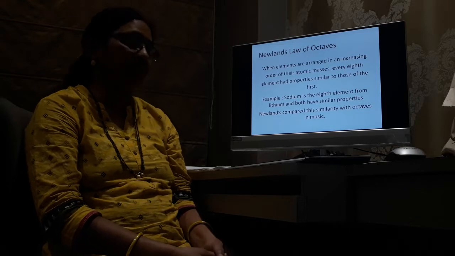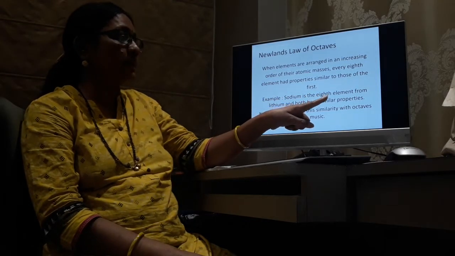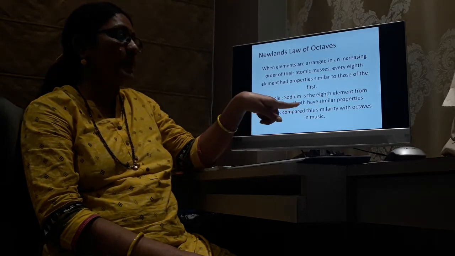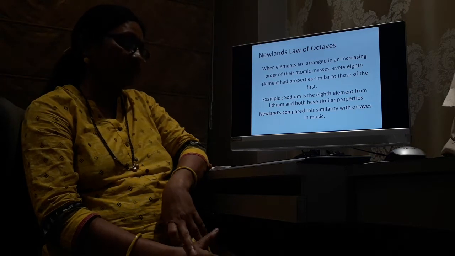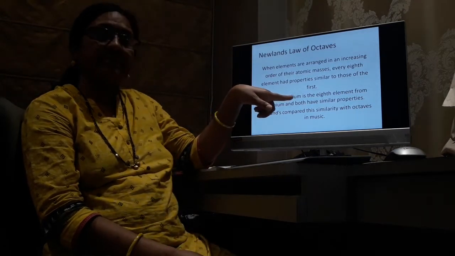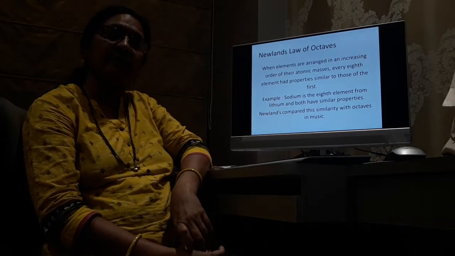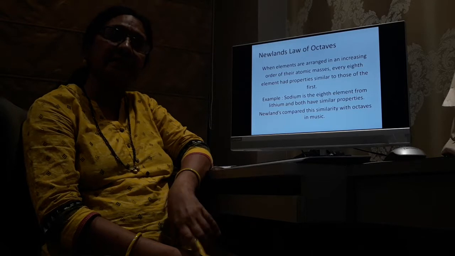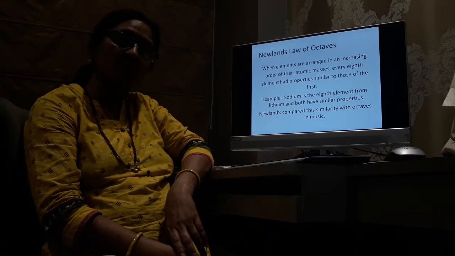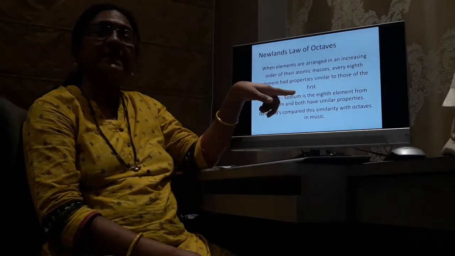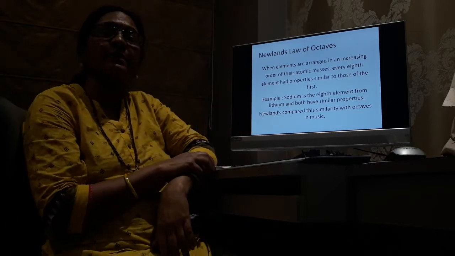Let us see an example. Sodium is the eighth element from lithium, and both have similar properties. Sodium, the symbol is Na, comes after lithium because the atomic mass of lithium is less and that of sodium is more. So it was found that sodium, being the eighth element in the series, had similar properties to that of lithium.